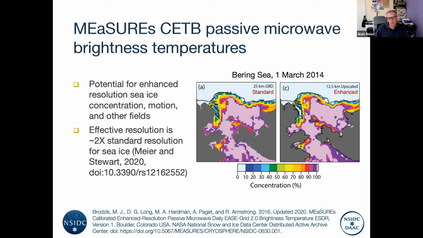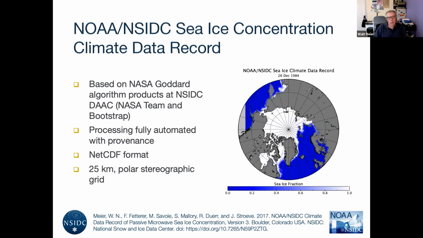So we see some initial potential for this, and the hope is that we develop this further and start developing a time series out of this. And then the final product is actually a NOAA product. We have the NOAA and NSIDC group led by Florence Fetterer.